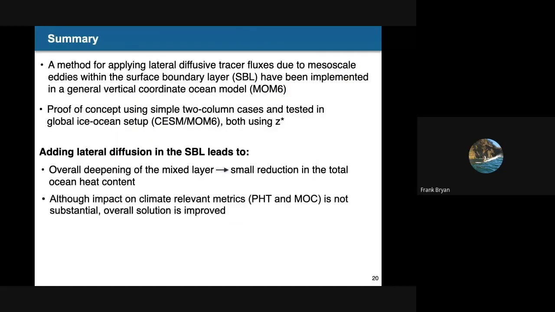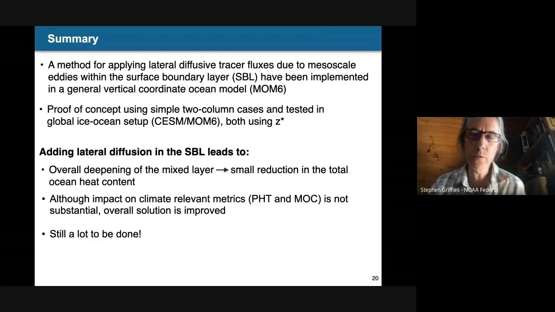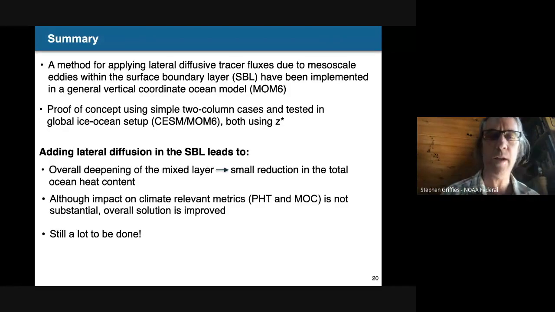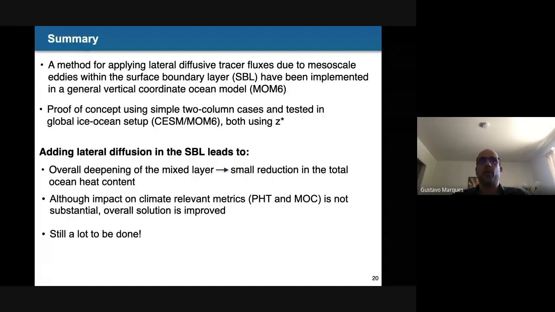Steve, go ahead. Yeah, thanks, Gustavo. I wrote a couple of questions in the chat. I didn't know if we'd be able to get to it, but I think you answered the first question, namely you're only testing Z star. If you had, say, a terrain following coordinate that was in the boundary layer, are you going to rotate to be horizontal, or are you going to just continue to diffuse along the coordinate surface? We are just going to diffuse along the coordinate surface. So the indices, not the true horizontal. The scheme is working based on the indices, not the true horizontal.